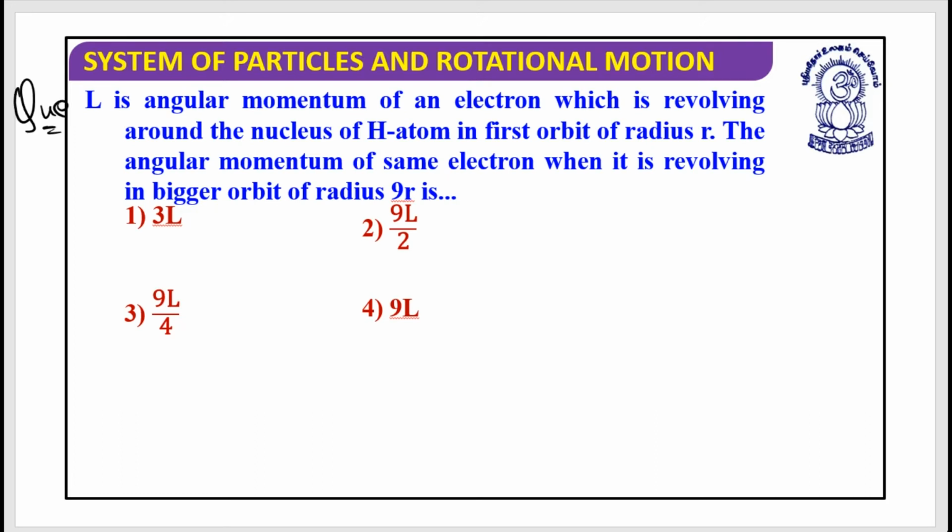The question says that L is the angular momentum of an electron which is revolving around the nucleus of an H atom in the first orbit of radius r. Find the angular momentum of the same electron when it is revolving in a bigger orbit of radius 9r. So how could I do this?